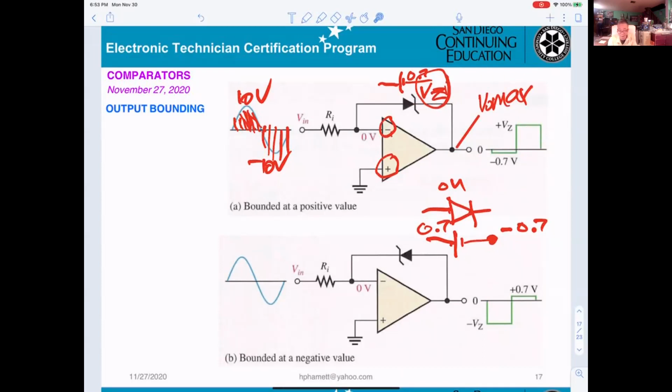On the second one, they just reversed the Zener. So they work the same way. However, I want to emphasize in this example here, the op-amp is just a comparator. They compare between positive and negative. If negative input is higher than positive, output goes to negative saturation. If positive is higher than negative, output goes to positive saturation. That's the key point.